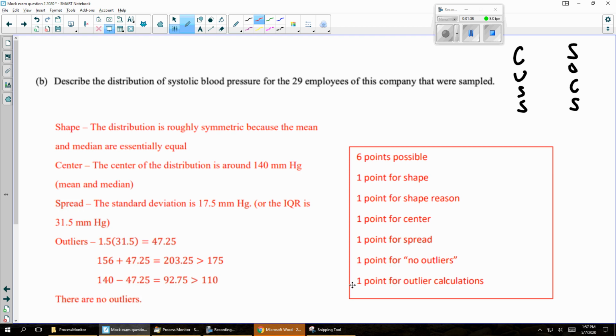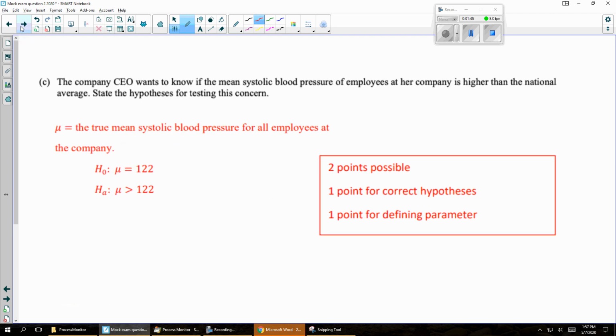Sometimes I have students who calculate whether or not there should be outliers, but then they don't actually say there are no outliers. Go ahead and seal the deal. That's 6 points. Letter C was worth 2 points, 1 point for the good hypotheses and 1 point for defining your parameter. So if you flipped these symbols, you didn't get that point. If you botched it up some other way, you could still get 1 good point for defining it properly.